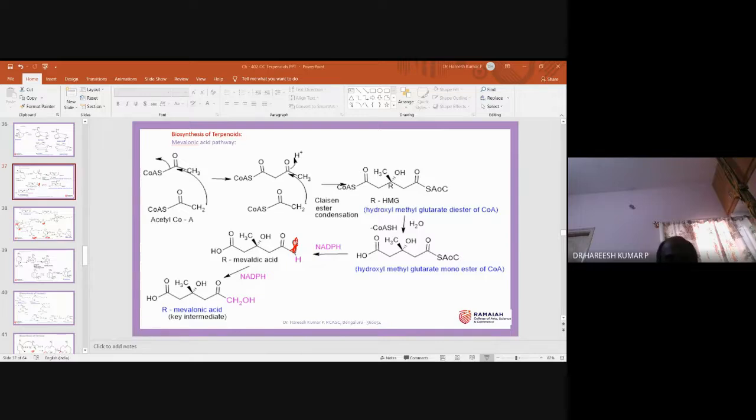Okay. And afterwards you can find a double bond and then CH3. This is the double bond and this will be the CH3. Then afterwards, this is the CH2, and this will be the OPP, pyrophosphate. Then what is the name of this compound? This compound name is farnesyl pyrophosphate. This farnesyl pyrophosphate on hydrolysis gives farnesol.